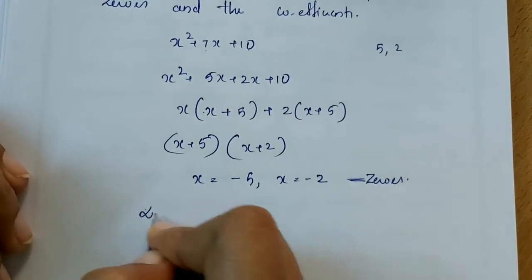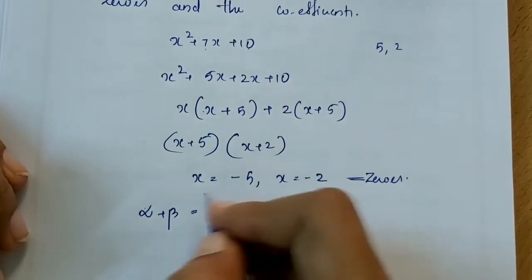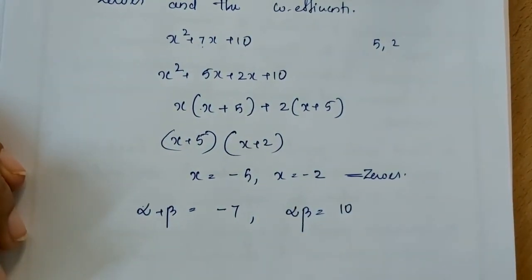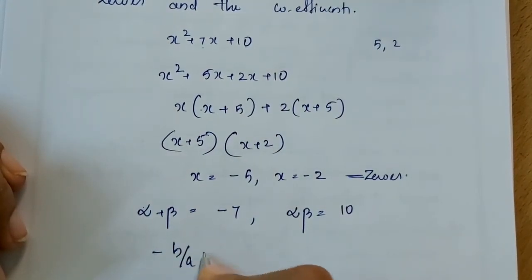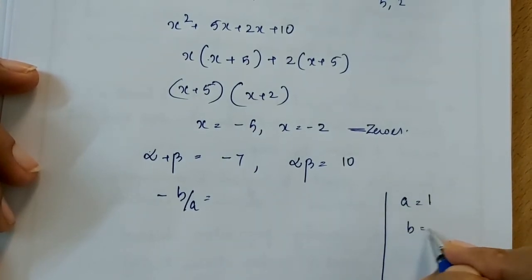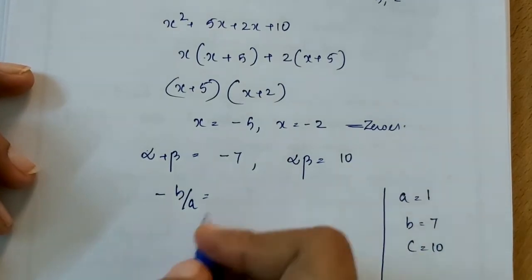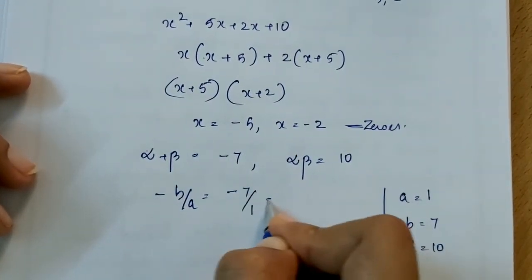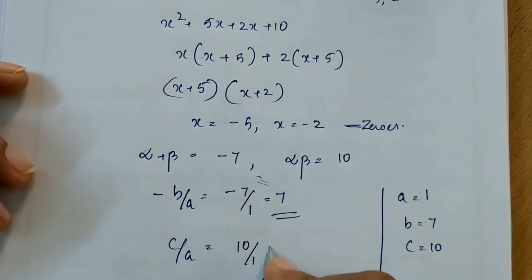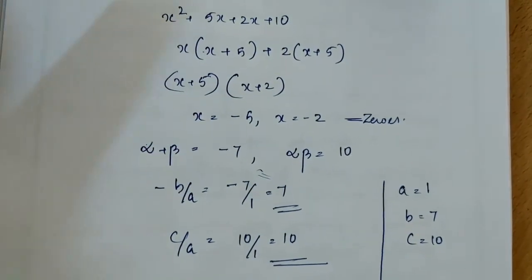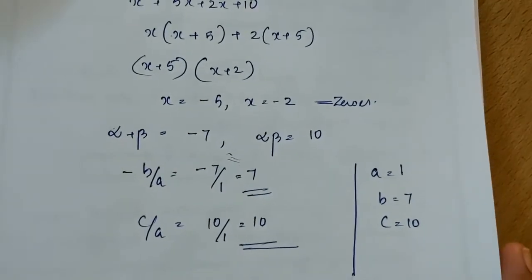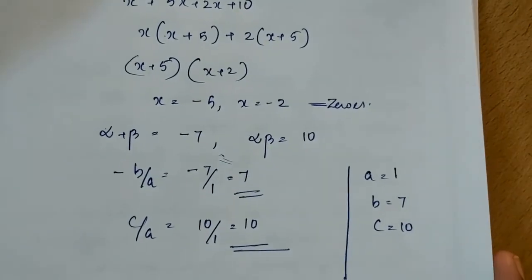Let's find alpha plus beta, which is equal to minus 7, and alpha beta is equal to 10. Okay. Minus b by a: what are the values of a, b and c? a is equal to 1, b is equal to 7, c is equal to 10. Then minus 7 divided by 1 gives minus 7, the equal value. c by a is equal to 10 by 1, which is equal to 10. Okay. So we discussed the zeros and the relationship between the zeros and the coefficients.